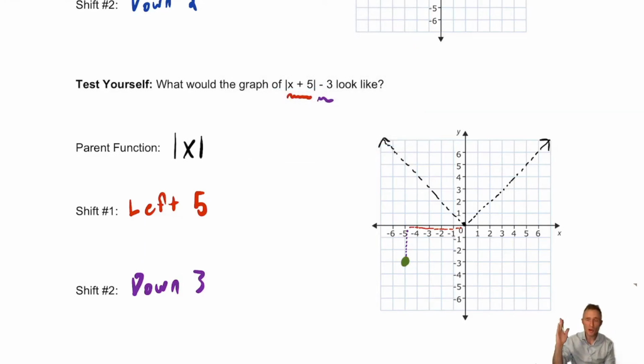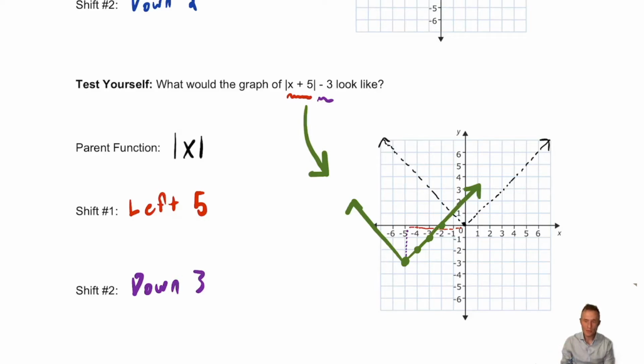You can either keep drawing those points, left 5, down 3, left 5, down 3, or you can just look at this and say, okay, it's going to go up 1, over 1 in both directions. To the right, we have that slope of 1, so it's like it's 2 functions. To the right, we have a slope of 1. To the left, we have a slope of -1. It makes that V shape. This green graph is the graph of the absolute value of x plus 5, then -3.